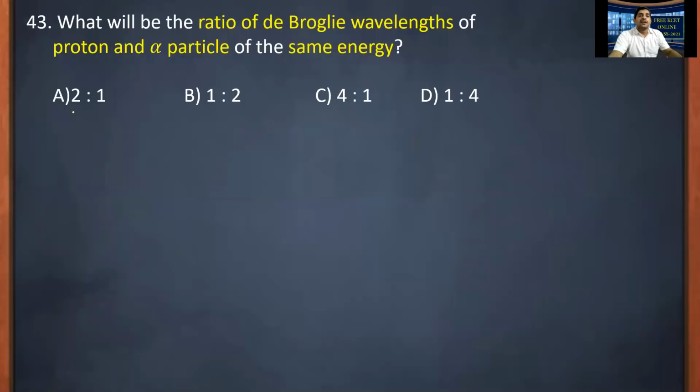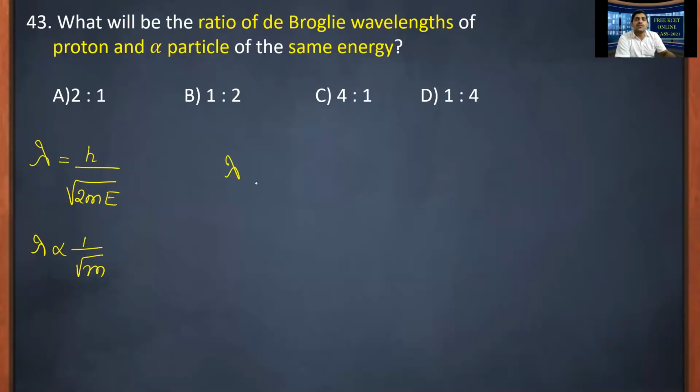Okay. 43rd, what will be the ratio of de Broglie wavelength of proton and alpha particle moving with the same energy? So what is the expression for the lambda in terms of energy? Lambda is equal to h by square root of 2mE. So h is anyhow constant. It's given that both the proton and alpha particle have the same energy. So what can you write? Lambda is inversely proportional to square root of their mass.